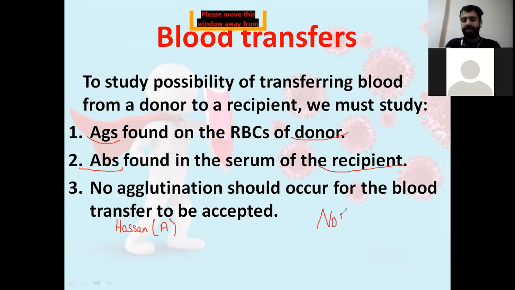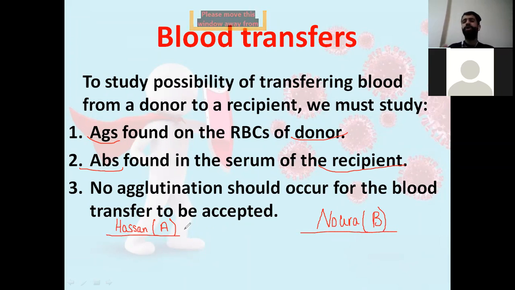So Noura needs blood, and Hassan wants to donate blood. Okay? So we said Hassan is blood group A, Noura is blood group B. Let's have this example. So Hassan is always the donor. I don't need to decide donor or recipient. Always blood group A. What antigen do you have, Hassan? We said the antigen is the same as the blood group. Yes? A. Antigen A. Very good. While the antibody is opposite to the blood group. So what would the antibody be? B.